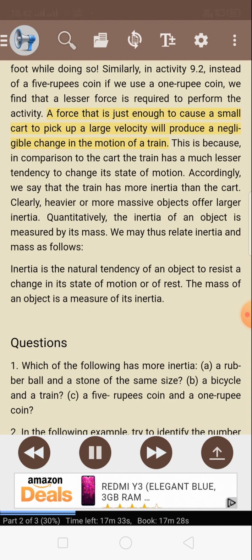A force that is just enough to cause a small cart to pick up a large velocity will produce a negligible change in the motion of a train. This is because, in comparison to the cart, the train has a much lesser tendency to change its state of motion. Accordingly, we say that the train has more inertia than the cart. Clearly, heavier or more massive objects offer larger inertia. Quantitatively, the inertia of an object is measured by its mass.